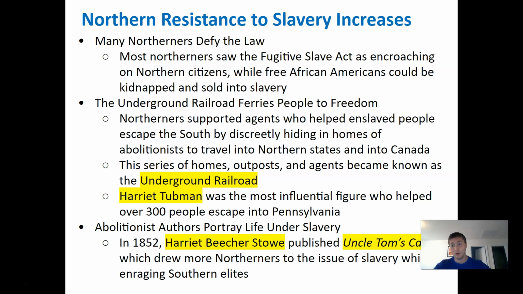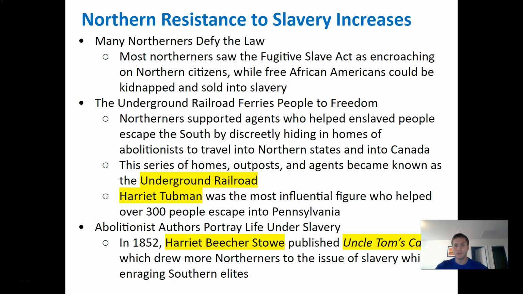And if you don't believe me, if you've ever seen the movie or read the book 12 Years a Slave, it talks about a northern musician who was essentially kidnapped and sold into slavery by Northerners just for the sake of it. So that's a really tragic story, which was true.